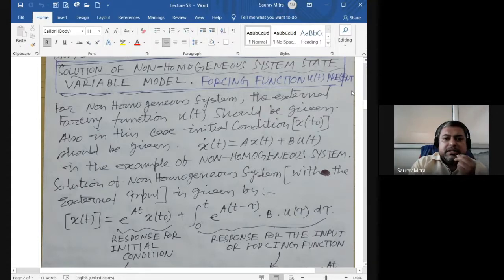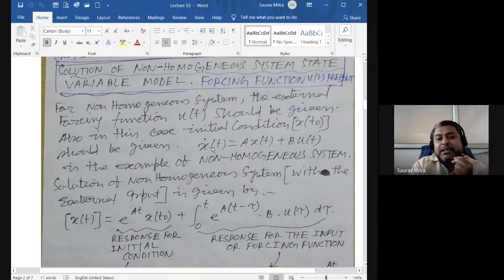So first let us know what is meant by a non-homogeneous system. For a non-homogeneous system, the external forcing function u(t) should be given. Now don't catch me on the variable. So x dot t is equal to Ax(t) plus Bu(t). This is how the standard first set of state variable equations is given.